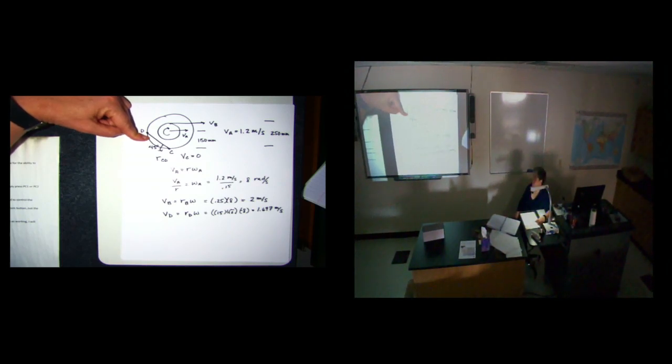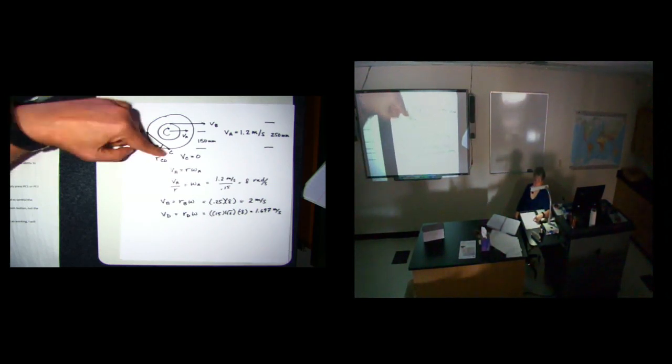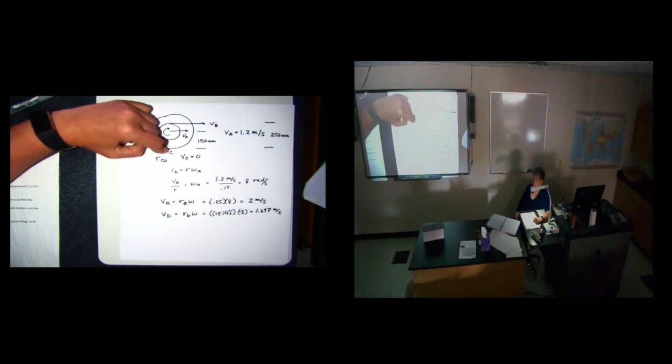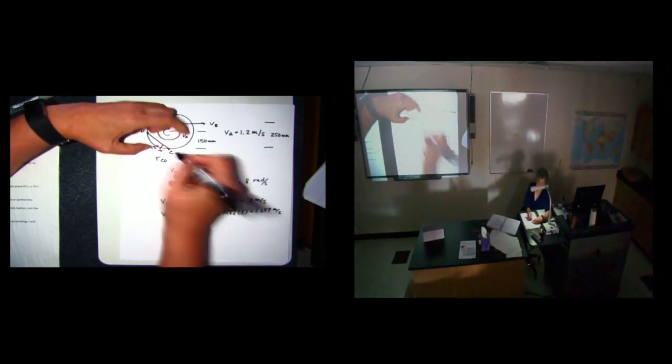And what is that 8 value? The 8 value, it's my omega. It's my angular velocity of the gear. I think I'm going to save the next one for tomorrow.